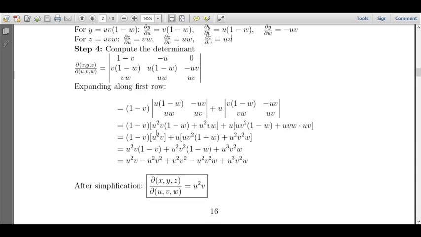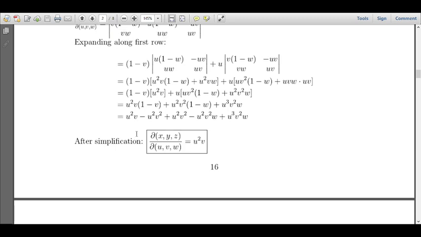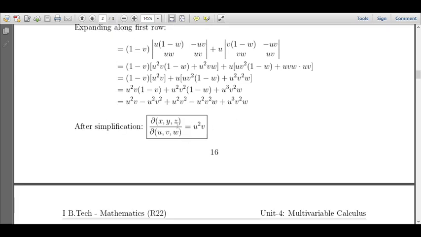Expand this, so 1 minus v into u square v into 1 minus w plus u square v w plus u into AD minus BC, so uv square into 1 minus w plus uvw into u. Simplifying this, we get u square v minus u square v square plus u square v square minus u square v square w plus u square v square w. So finally, after simplification, this is u square v.